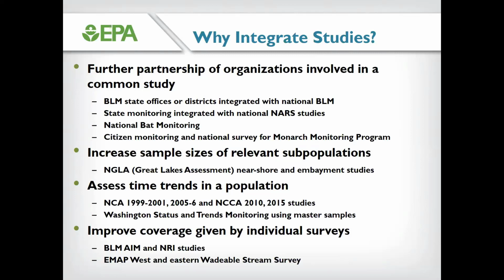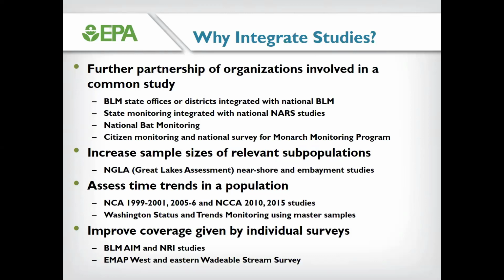And the last one is you may want to actually increase coverage. And Scott may want to correct me here, but for the most part, the BLM game program is on federal lands. NRI, the Natural Resource Inventory, for the most part, when they actually collect data and information, is on private land. But they collect the same type of information.